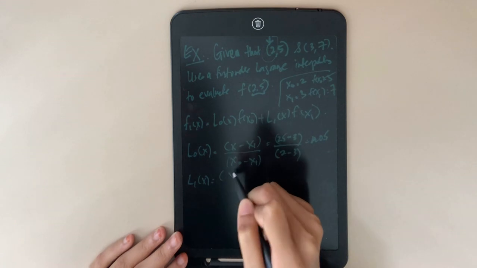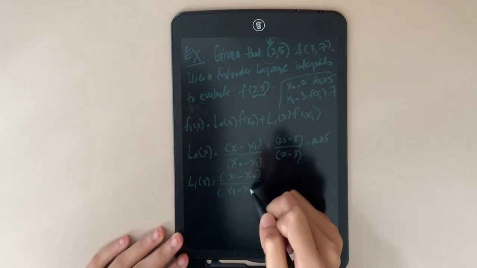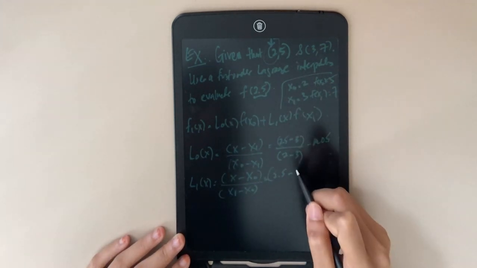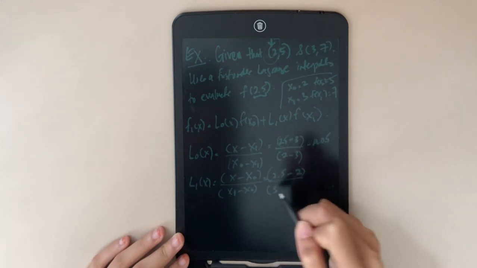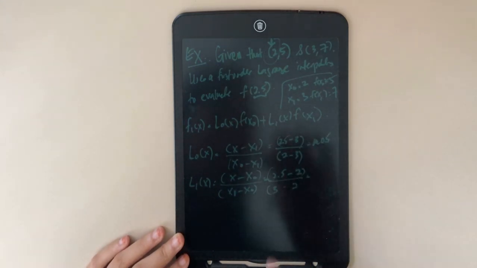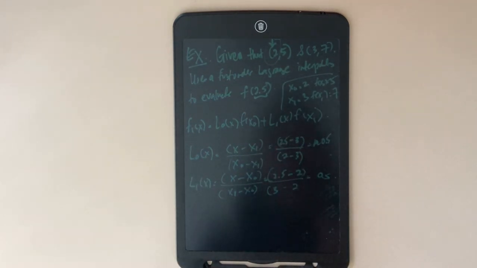So L1 here is (x minus x0) over (x1 minus x0). So x is 2.5, x0 just now is 2, and x1 is 3. So you should get 2.5 minus 2 over 3 minus 2, which is also 0.5.